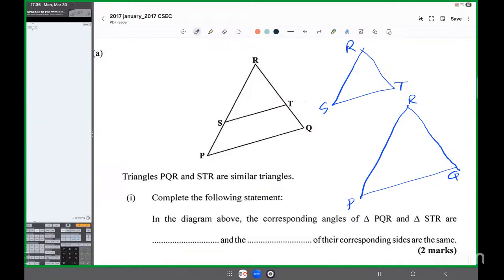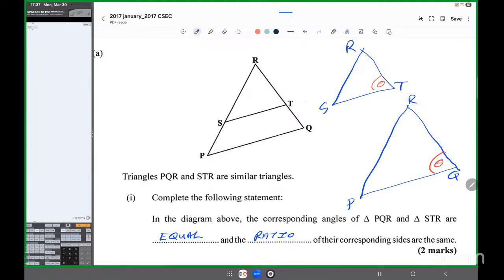In the diagram above, the corresponding angle PQR, that's this angle down here, let's call it theta, angle PQR, and the STR, that's this one over here, the same one, are what? What's the relationship between them? Corresponding angles are equal. And the something of their corresponding sides are the same? The ratio.